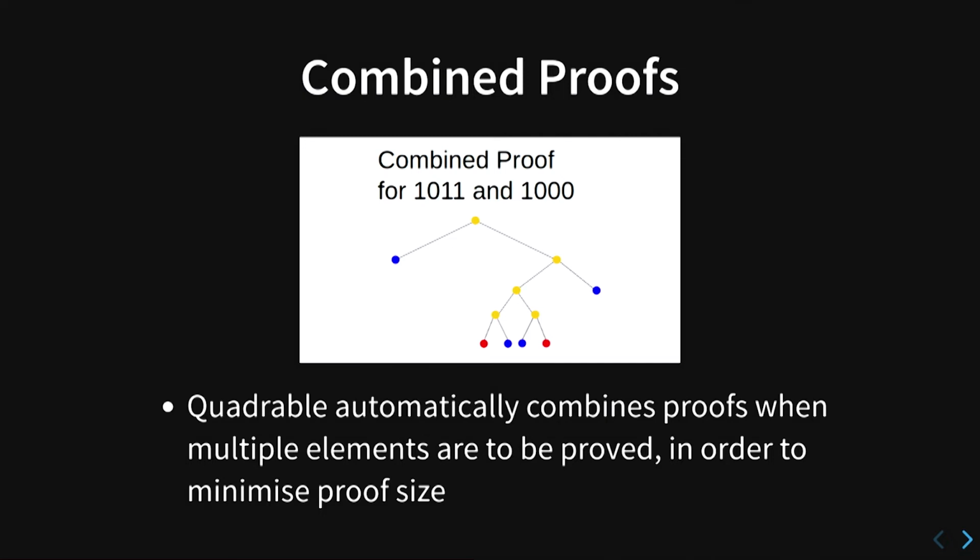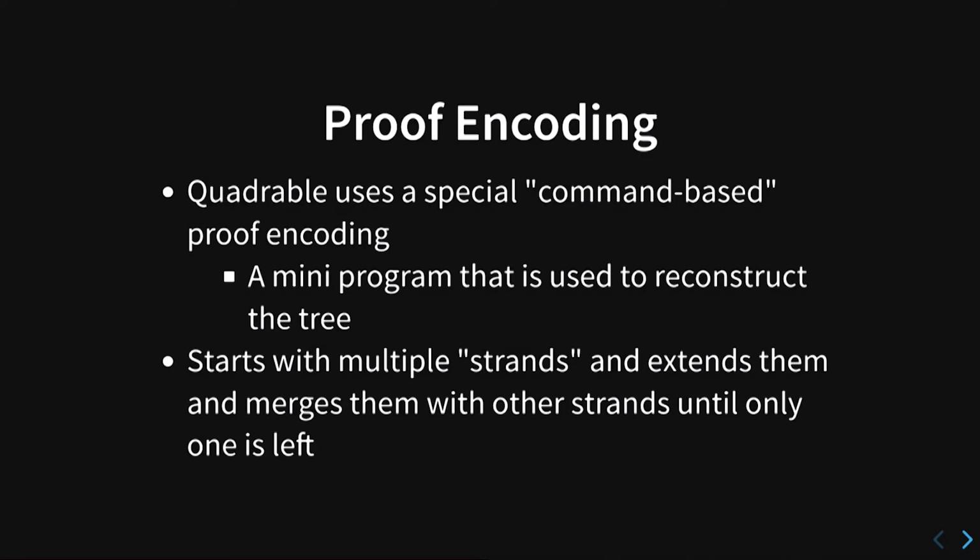This is most beneficial when you have nodes that are close by, in other words, they share quite a bit of a common prefix. But you get a pretty good improvement in reducing proof sizes in a lot of cases. The other semi-innovation in Quadrable is how I do the proof encoding. A lot of Merkle tree implementations just give you a list of witnesses, and that's it. It's fairly difficult to implement this combined proof optimization, so what Quadrable uses is what I call a command-based proof encoding.